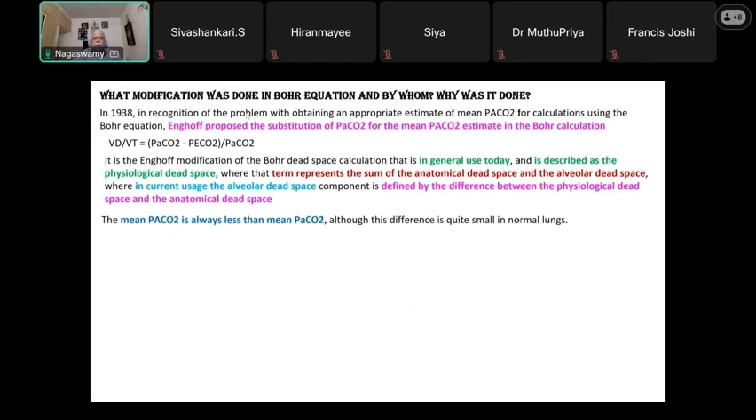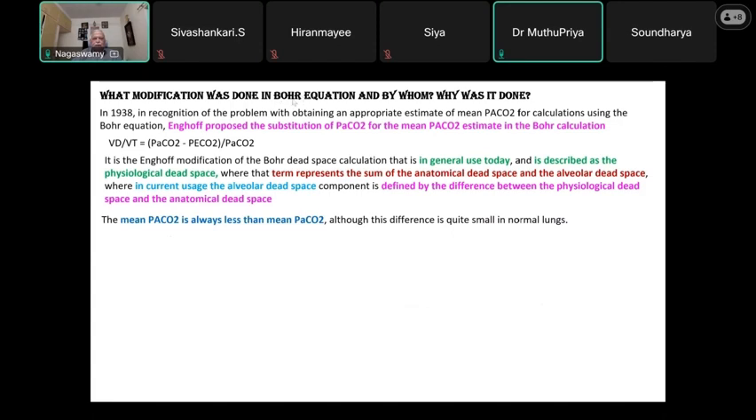So the Bohr equation is nothing but an equation used to calculate the dead space. That is what you have to ultimately remember. Is there any other contribution by this Bohr fellow? Double Bohr effect. Very good. So there are so many things.